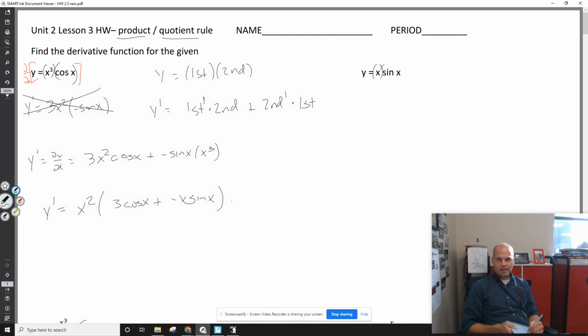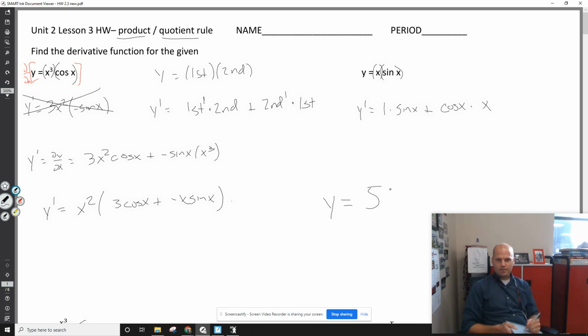This is x times sine x. The derivative will be derivative of the first times the second plus the derivative of the second times the first. I would not be able to factor this at all, okay? Now, what's very important, and I'm just going to throw in a new problem here.